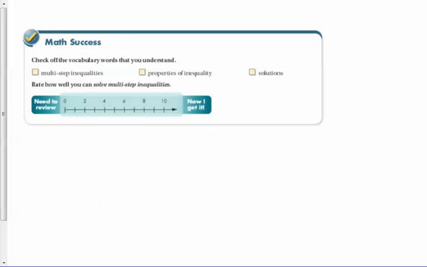So a couple of things. Multi-step inequalities, do you know what those are? Then you can check them off. Properties of inequalities, that's from a previous lesson. And solutions, do you know what that is? Yes. If you can check those off right where you're at, I'm about right there.